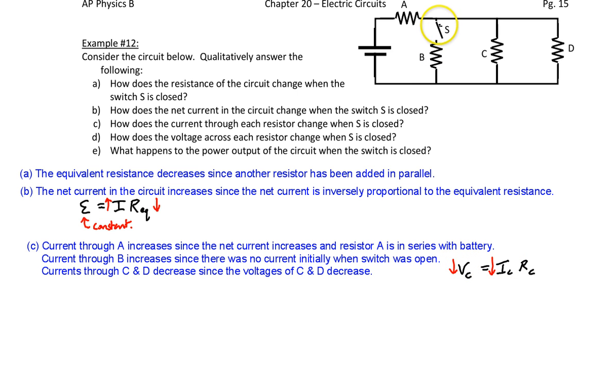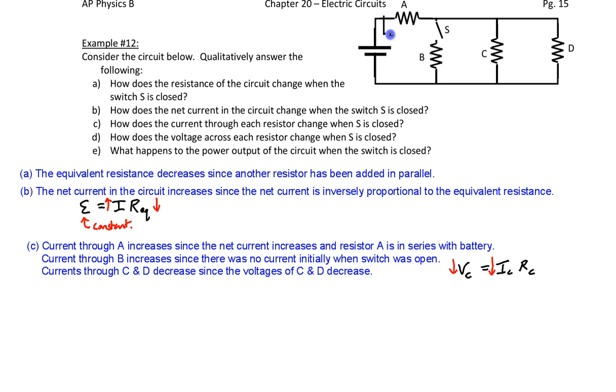B, well, when the switch was open, there was no voltage, and now when the switch is closed, there is voltage. So definitely the voltage goes up as well. So A and B, the voltages go up, and C and D, the voltages go down. Let's talk about why they go down for C and D.